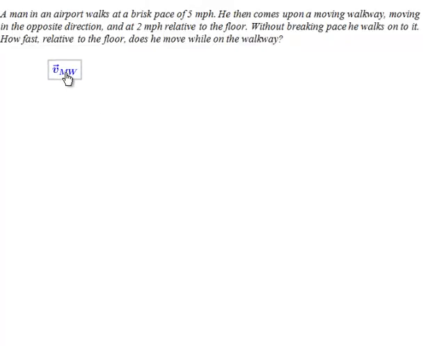So again, we'll use this expression to represent the velocity of the man relative to the walkway. And now the walkway is moving at 2 miles per hour relative to the floor, but in the opposite direction. So here, this is the expression again. Notice we don't make this negative or anything. This expression represents the velocity of that walkway. And of course, what we want is the velocity of the man relative to the floor. So velocity of the man relative to the walkway, the velocity of the walkway relative to the floor, the velocity of the man relative to the floor. This is what we want to find.